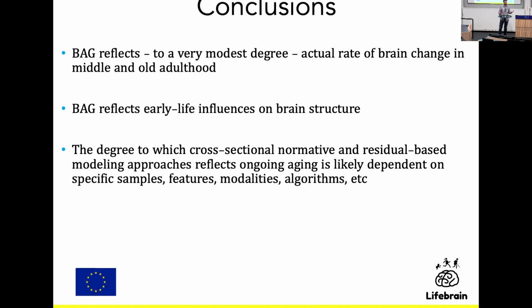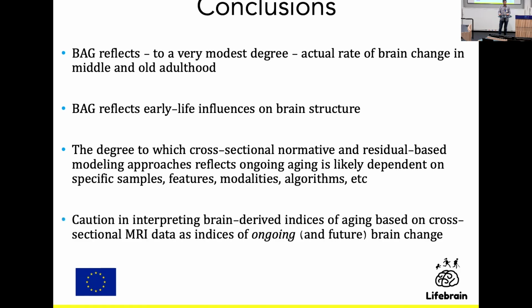and relatively healthy populations. So the degree to which delta reflects the rate of brain aging can depend on samples, features, modalities, algorithms, you name it. But we would end with this cautionary note: it's important to be careful when interpreting brain-derived indices of aging based on cross-sectional MRI data as indices of ongoing or future brain change.